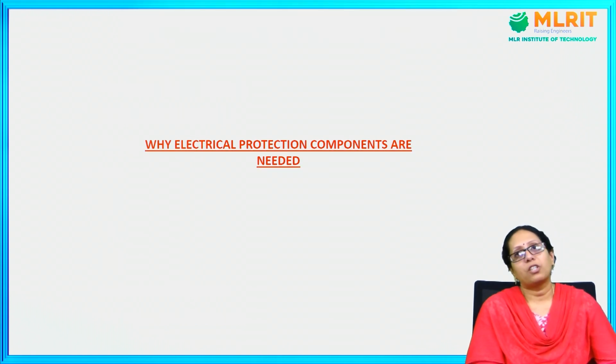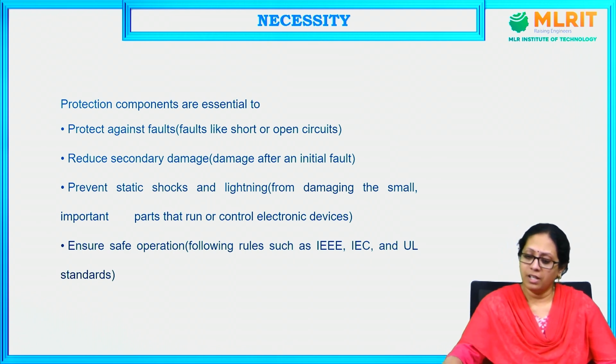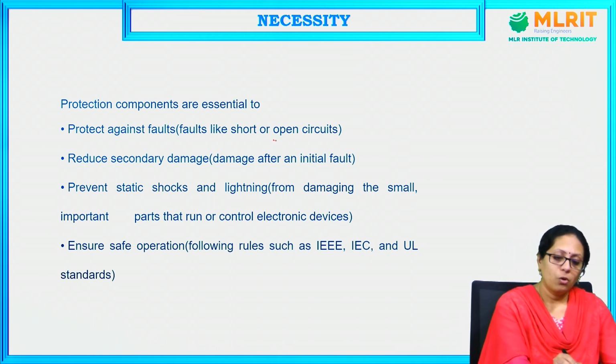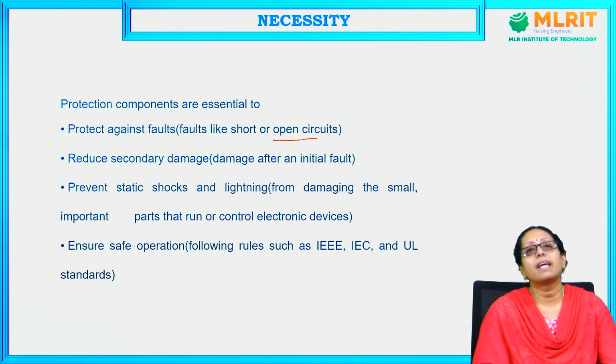Why are electrical protection components needed? Protection components are essential to protect against faults. Faults may be an open circuit or else a closed circuit, a short circuit. The second one is to reduce secondary damage. When a fault is not detected, secondary damage may be caused.